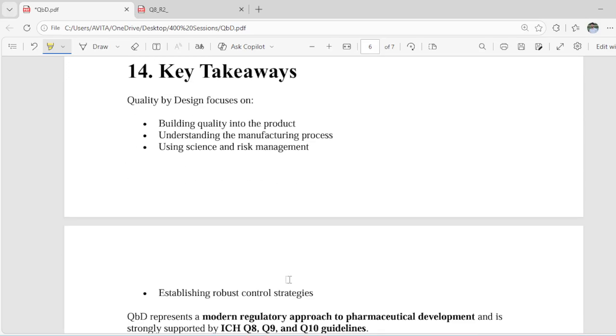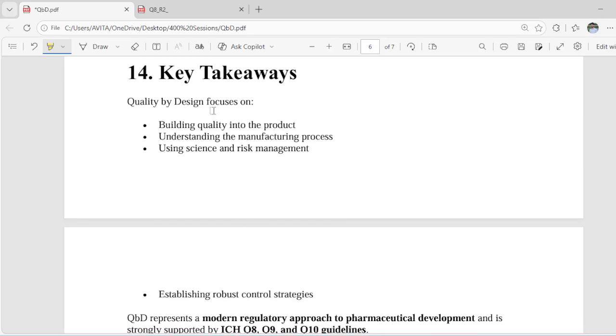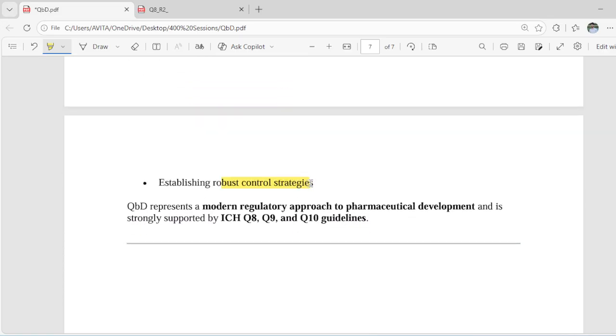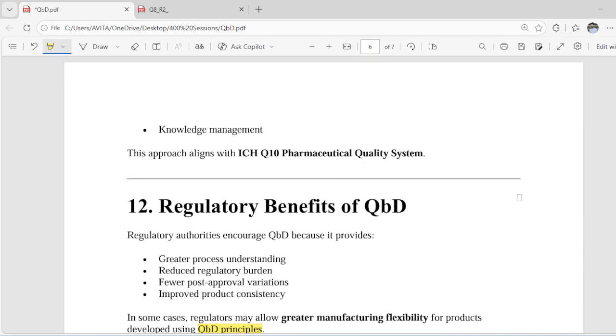Key takeaways: quality by design focuses on building the quality into the product, understanding the manufacturing processes, using the science and risk management, and establishing robust control strategies. QBD represents a modern regulatory approach to the pharmaceutical development and is strongly supported by the ICH Q8, 9, and 10. This is all about the QBD, quality by design.